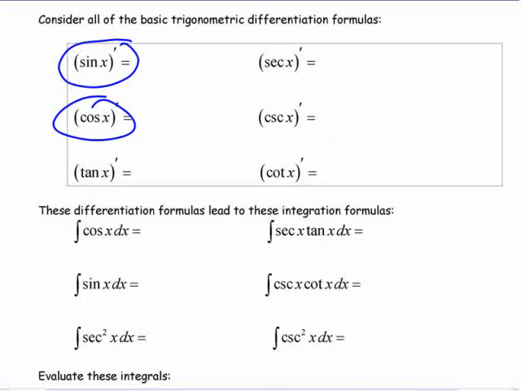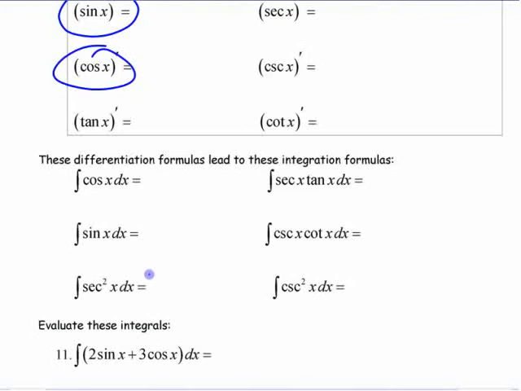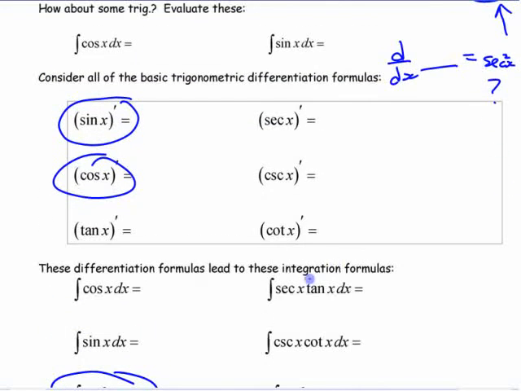Do you know a derivative formula that has an answer of secant? Is there a derivative of something where the derivative of something is secant of x? Yeah, we know something where the derivative is secant squared. That's why down here we can do the integral of secant squared, because we know what should go in there. What should go in here? Tan, right?